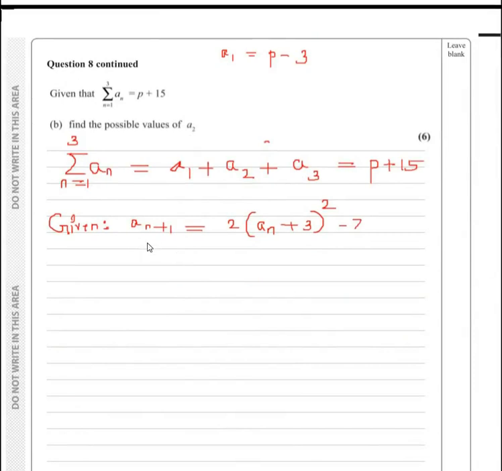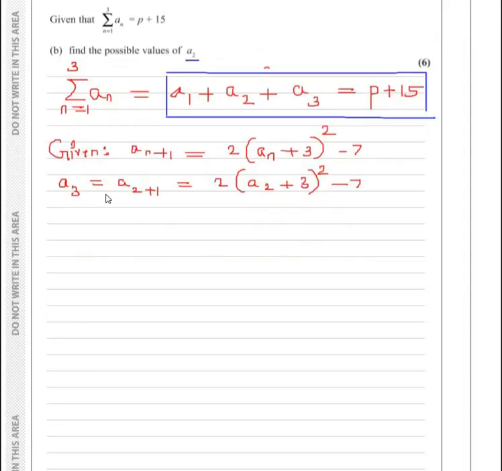So to find a3, what should be the value of n which gives us a3? We have n equal to 2 plus 1, so n should be 2 over here. So we need to replace wherever n is there with k. So 2 a2 plus 3 the whole square minus 7. Now we have got a3 also in terms of a2.